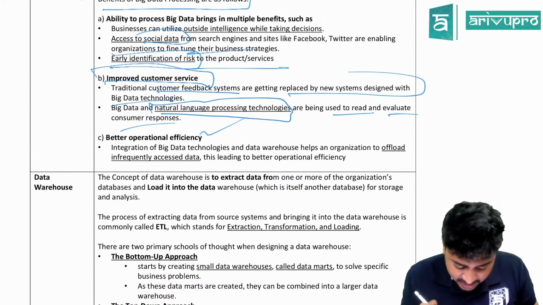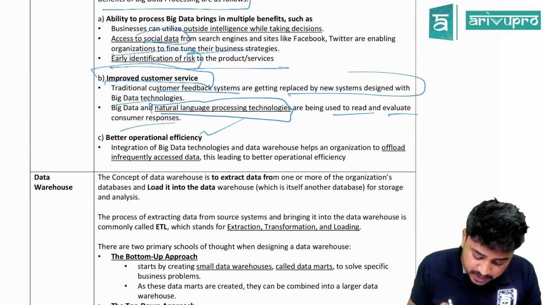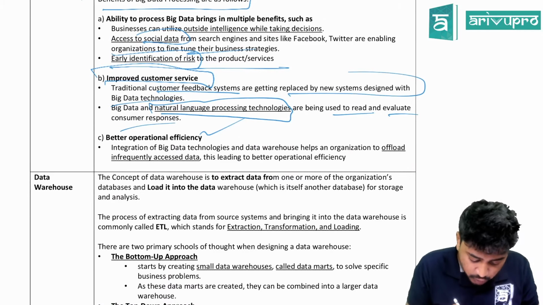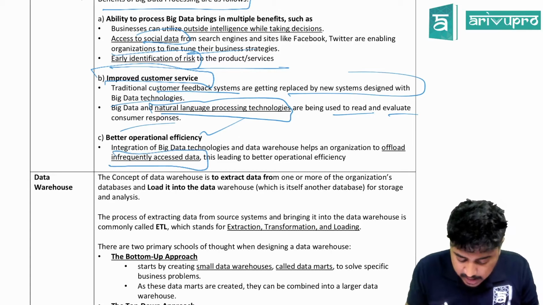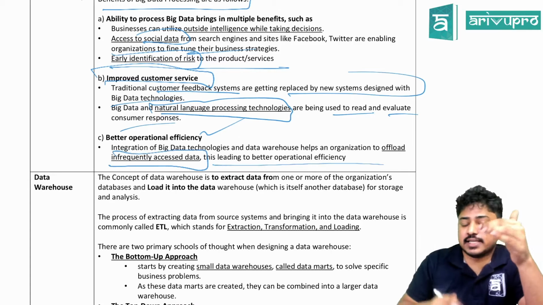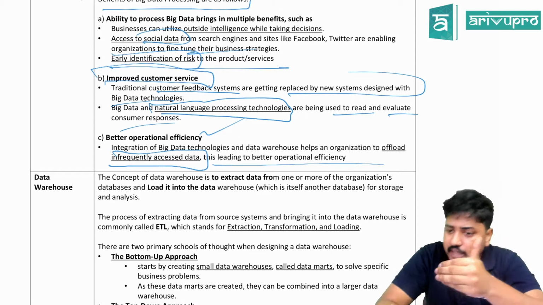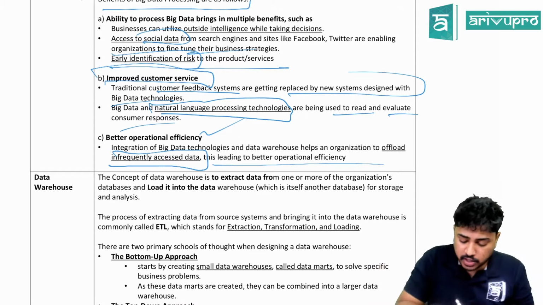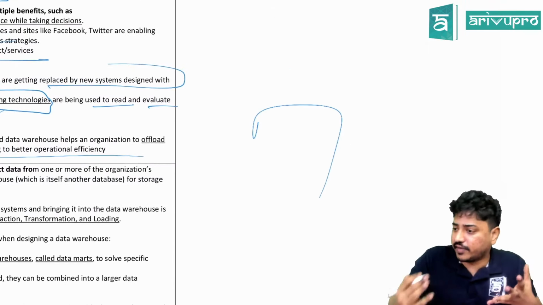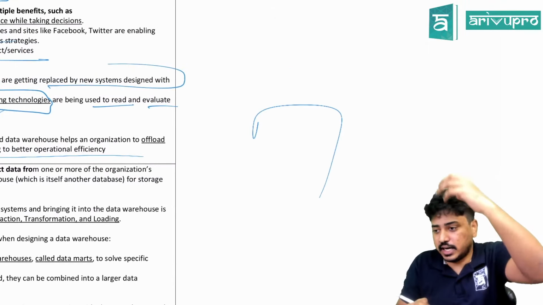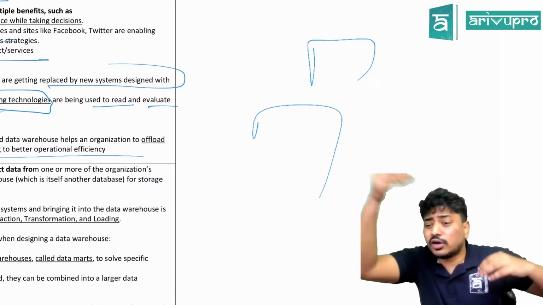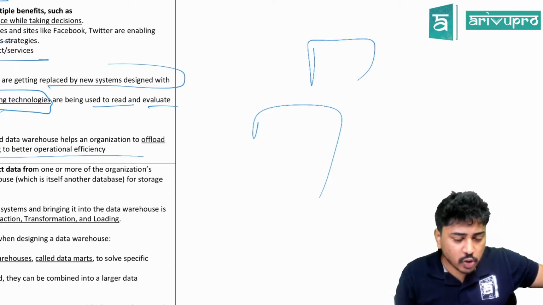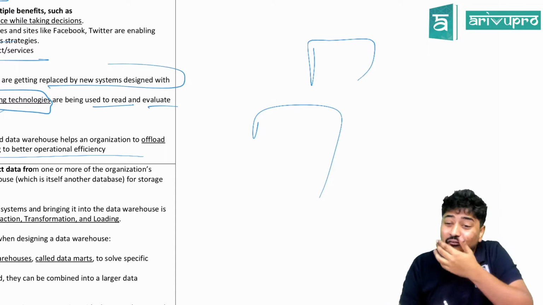Better operational efficiency, right? Integration of big data technologies and data warehouse helps the organization offload infrequently accessed data, leading to better operation. What they're saying is, let's say certain data you use frequently and certain data you don't use. But you have a lot of important transactions. So you keep the important data in the main server. The not so important, you keep in another server, another computer. Okay, you offload it in a data warehouse.